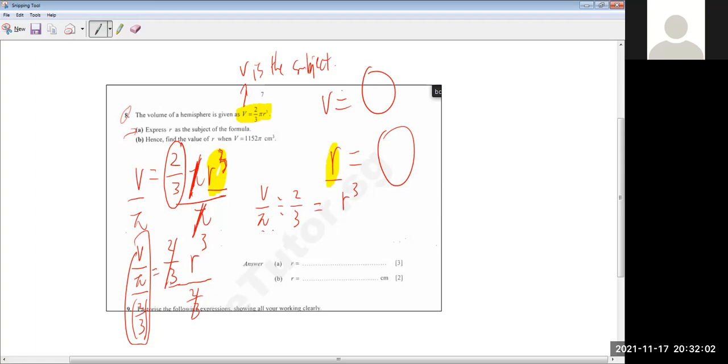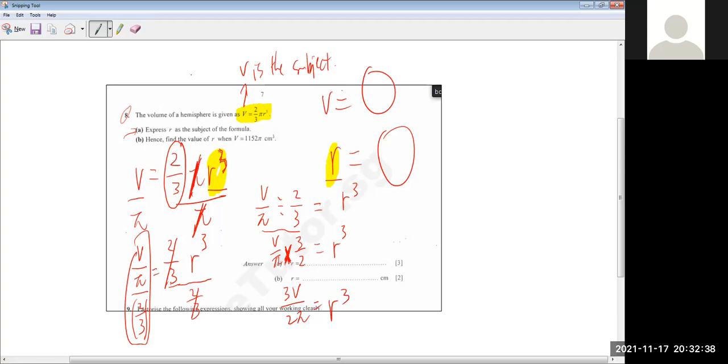Okay, so you need to do this when you divide by 2/3. Just now what we said, when you divide by a fraction, you times and flip the fraction upside down. So the 3 goes to the numerator, the 2 comes to the denominator, and then you get R cubed. And then if you simplify, you get 3V over 2 pi equals to R cubed.